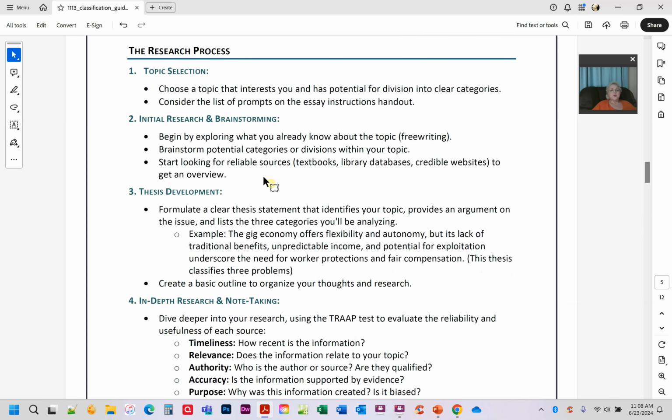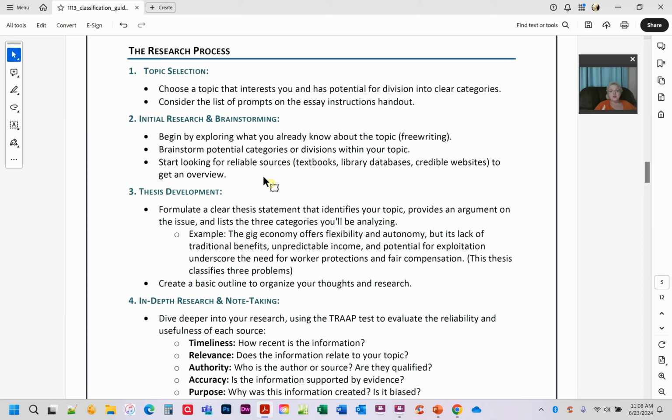The next thing you do is what we call the initial research and brainstorming. So it's really important that once you choose a topic, how do you know if there's credible research? Well, you got to go out and do research. This is really before you're ready to write the paper. It's just going out and double checking that this is a viable topic for the assignment. And so brainstorming is really important to think about how many things do I already know about this that I might be able to classify and divide it into. But then going out and research and saying, is this something that actually can be classified and divided?